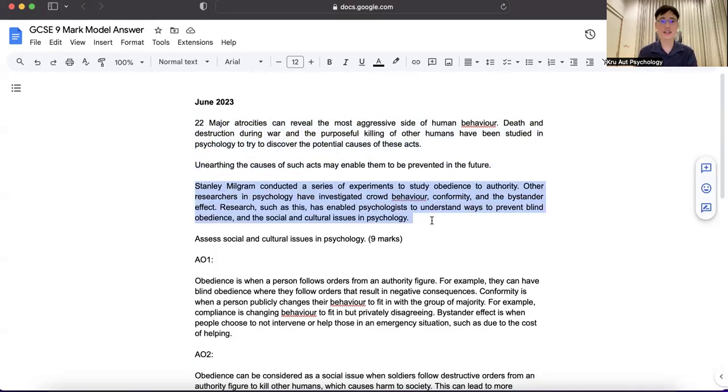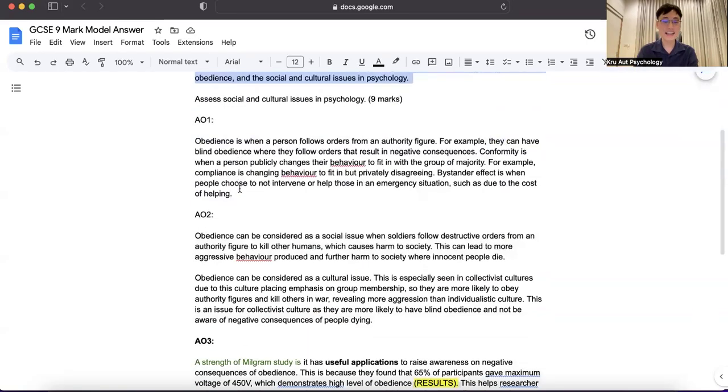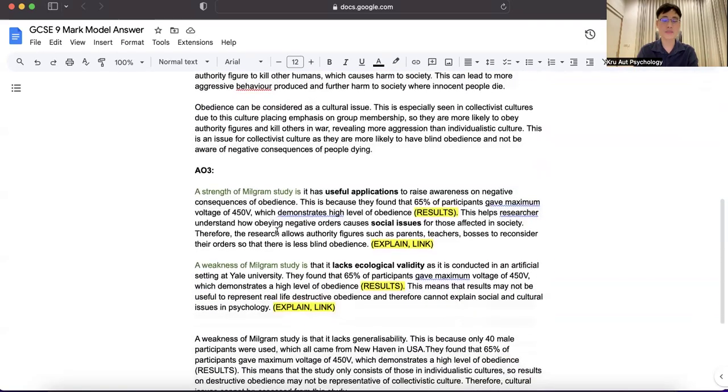So AO3 is research, such as Milgram. And I went with Milgram because Milgram is obedience, and it's something that they provided us here. So why not use Milgram in our answer, right? So I had an example of Milgram being a strength, being a weakness, and it's quite complicated here in AO3 in this question. And for other questions, it's complicated in different ways.